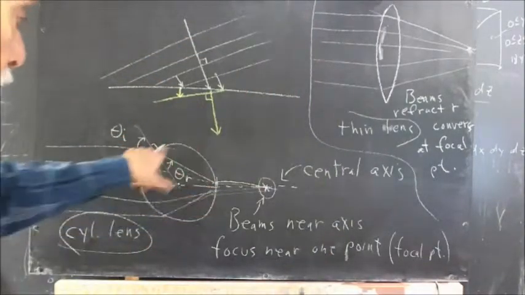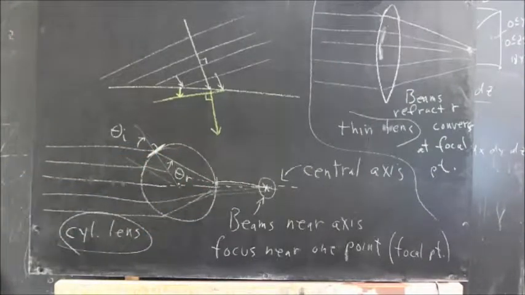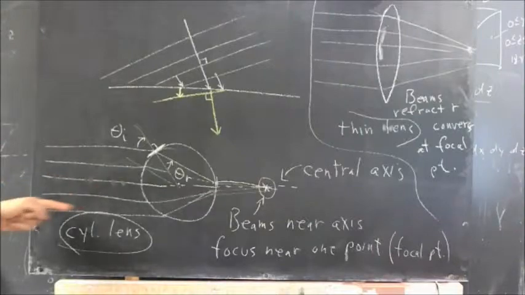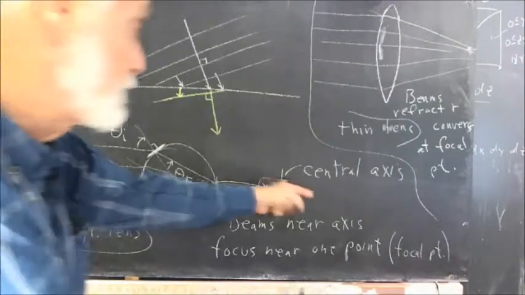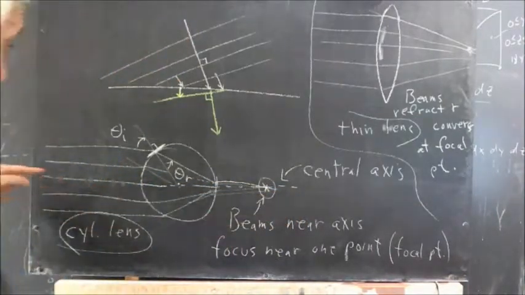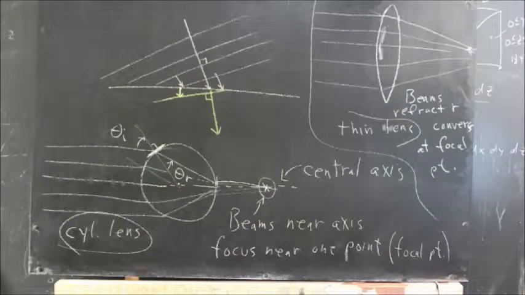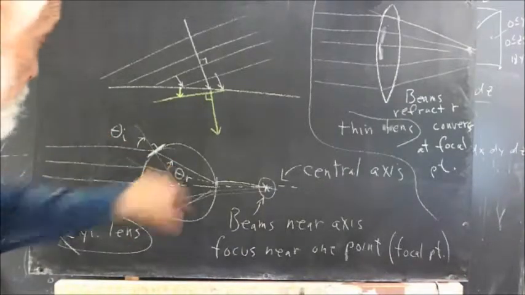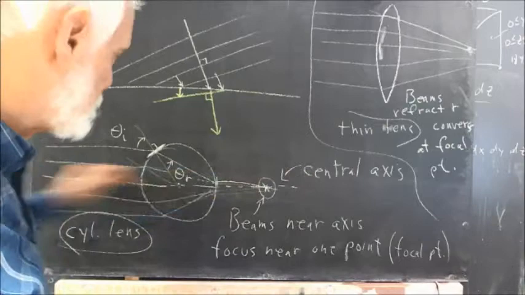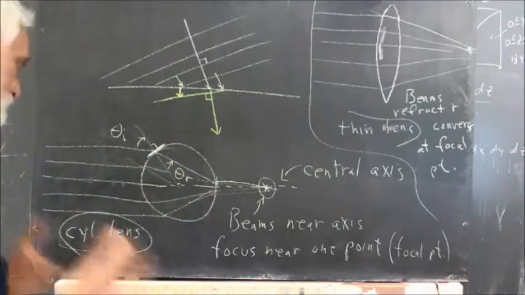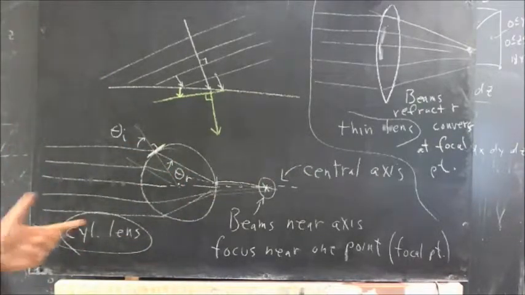If we're looking down on the cylindrical part of the bottle from above, we imagine a number of rays coming in parallel to the axis. So we've got this central axis that goes through the center of the bottle, and hopefully you understand what I mean by that.